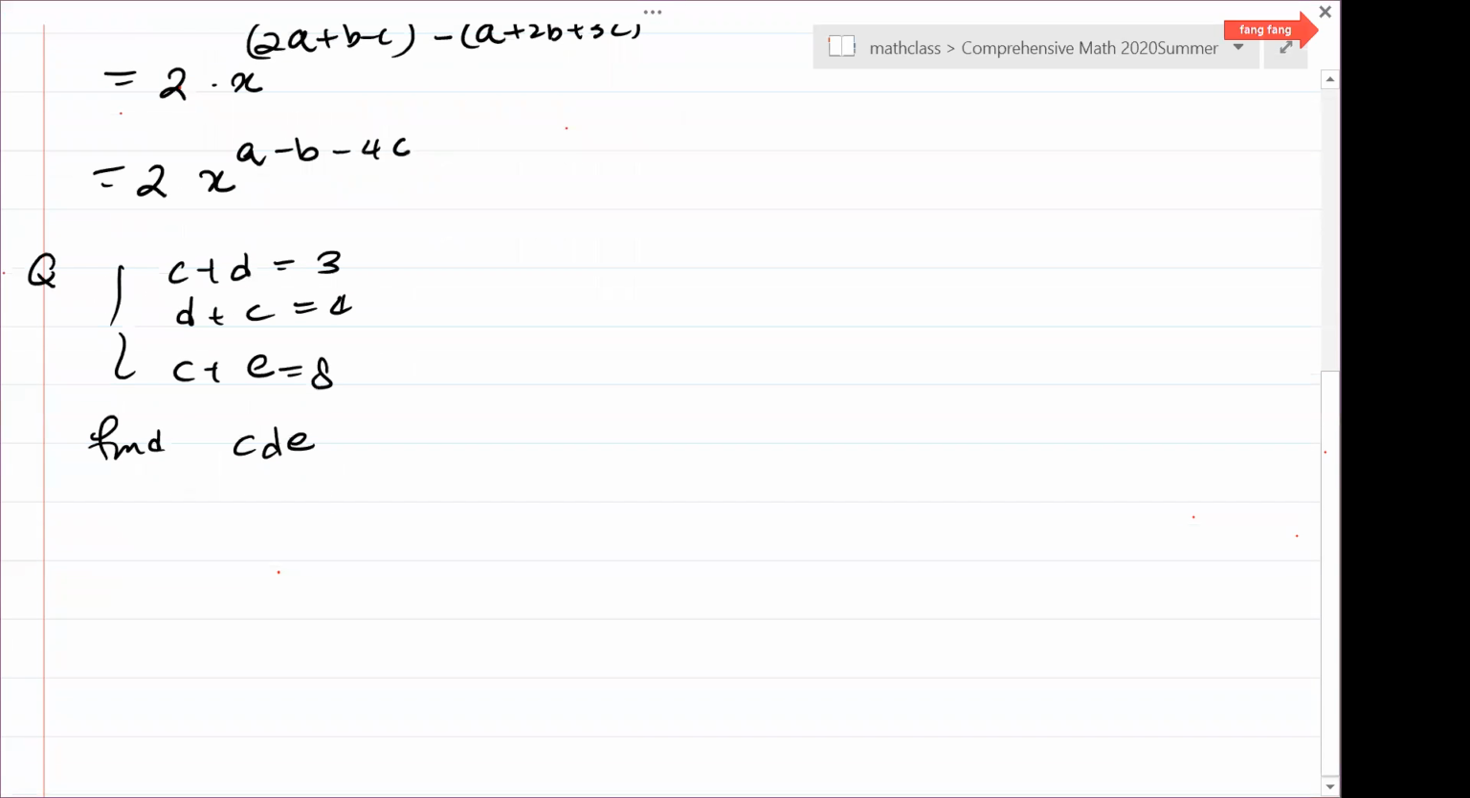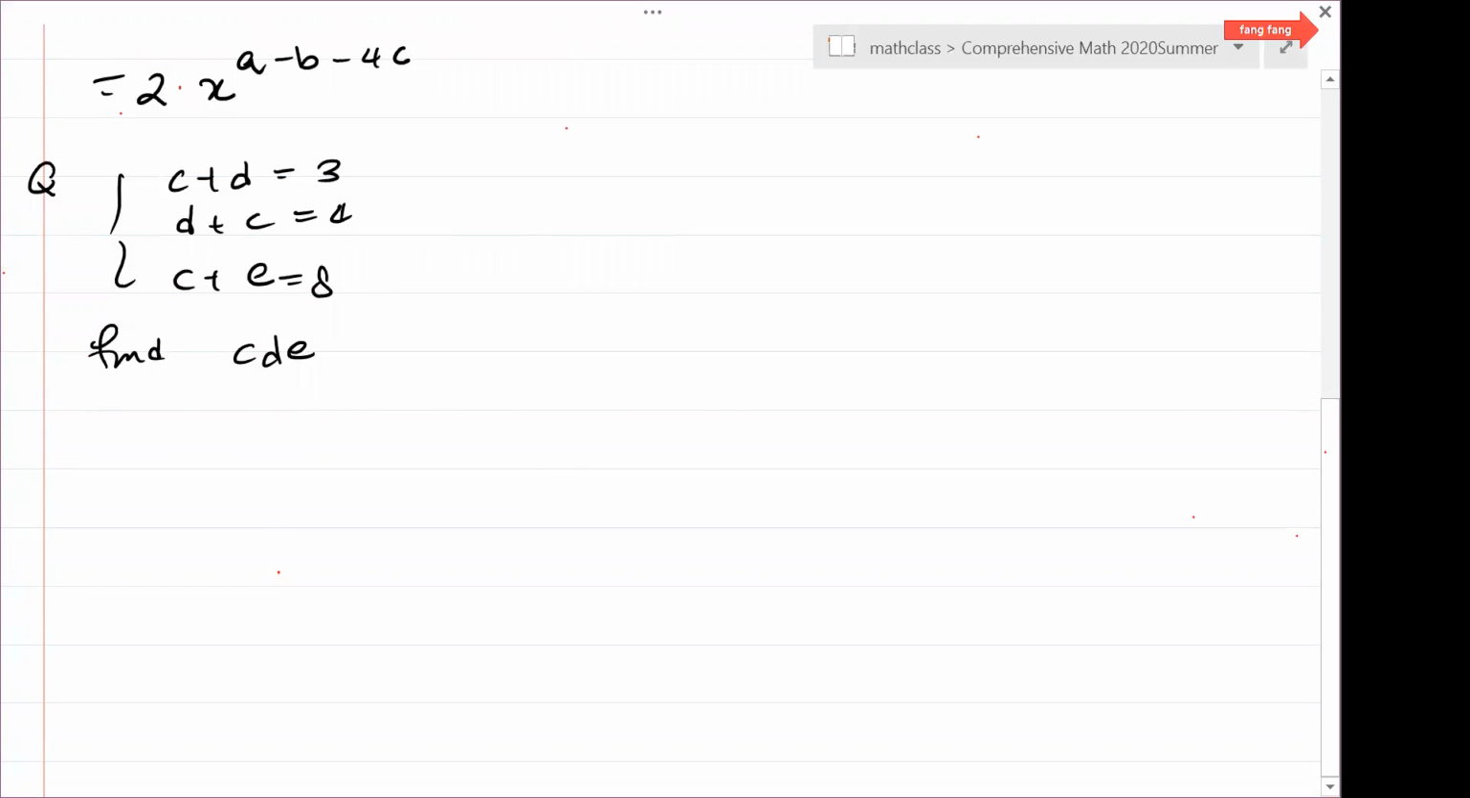Well, if you have 3 equations, you can solve for C, D, E, then multiply them out. Sometimes you don't need to solve them, sometimes you have to solve for each individual value. But what is the quickest way? First of all, you think, can I get the product of C, D, E directly without finding the individual values? I look at that, it's hard, I have no clue right now.